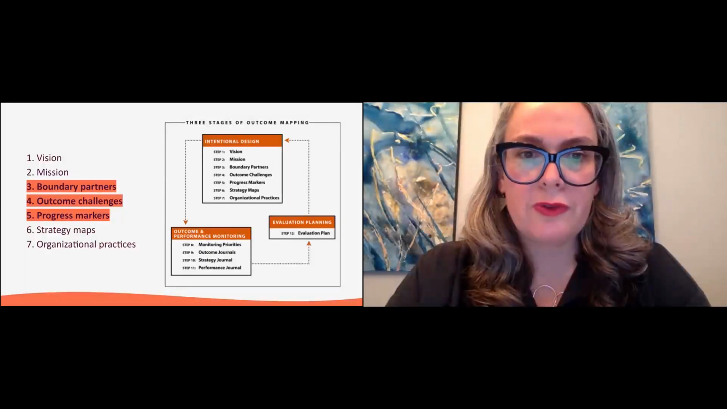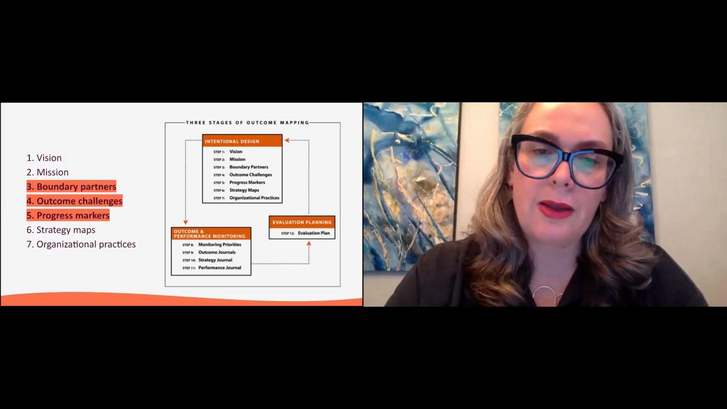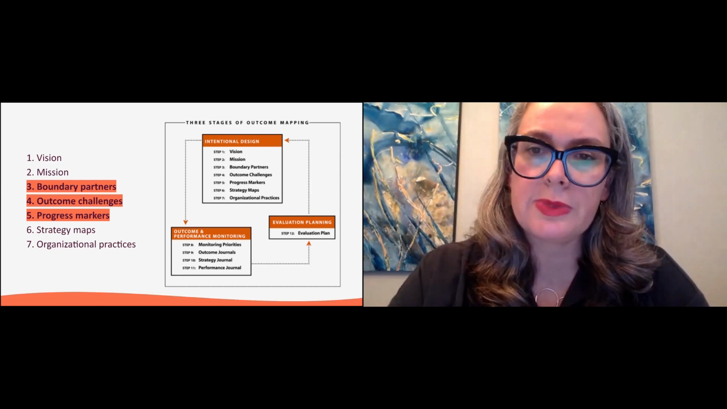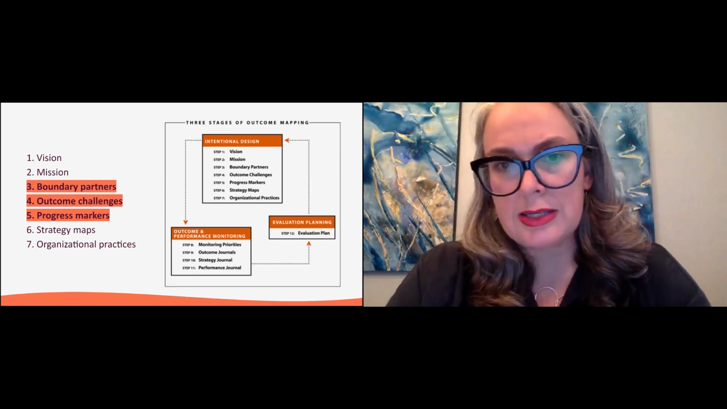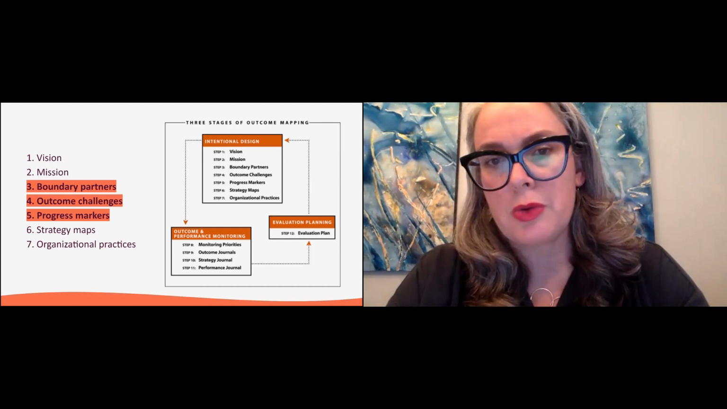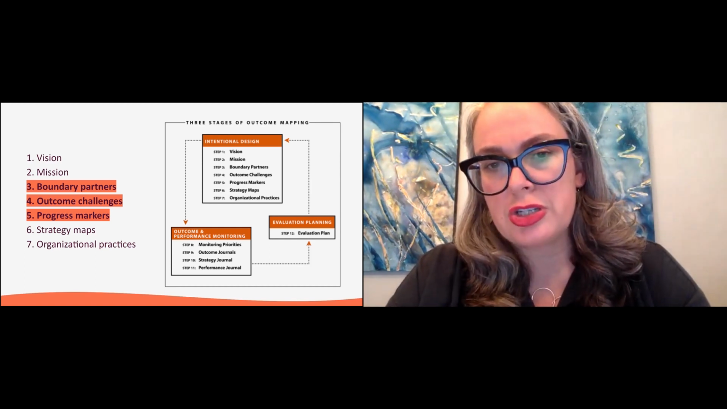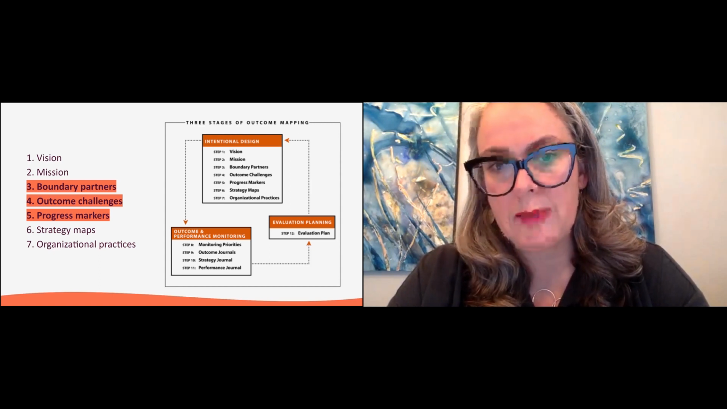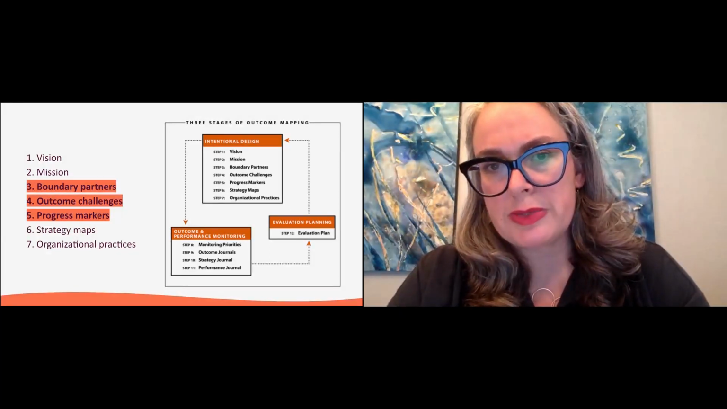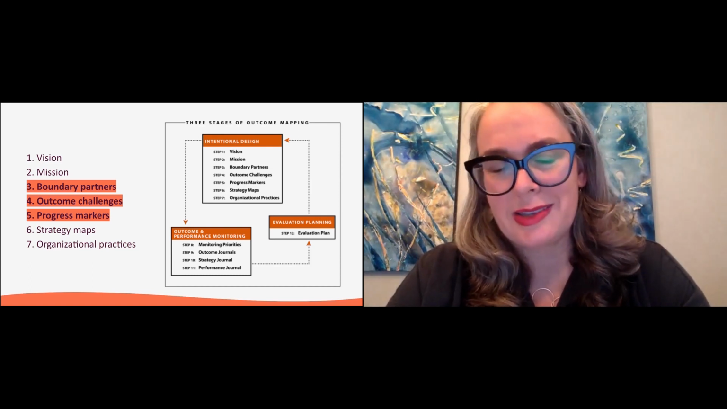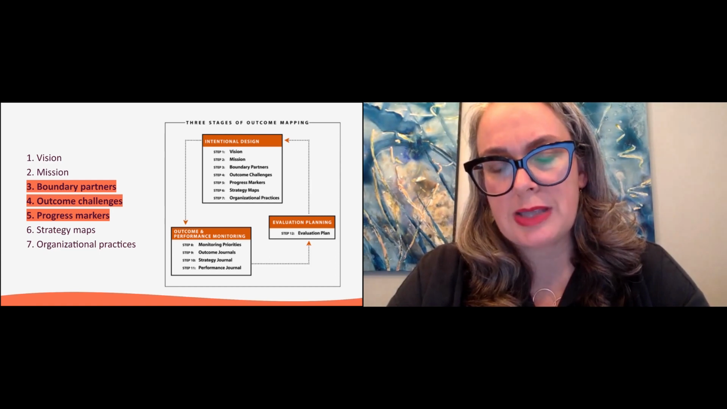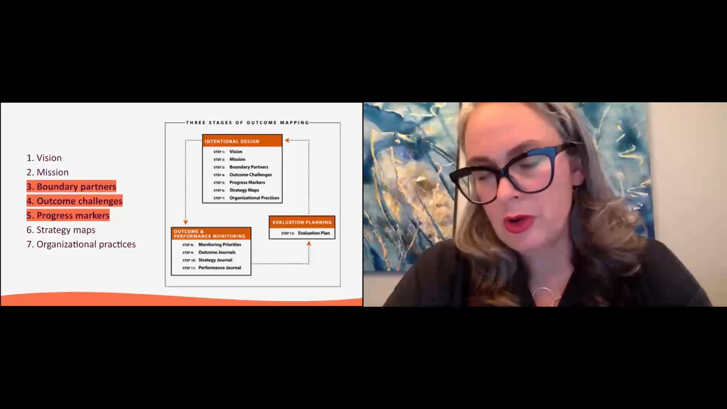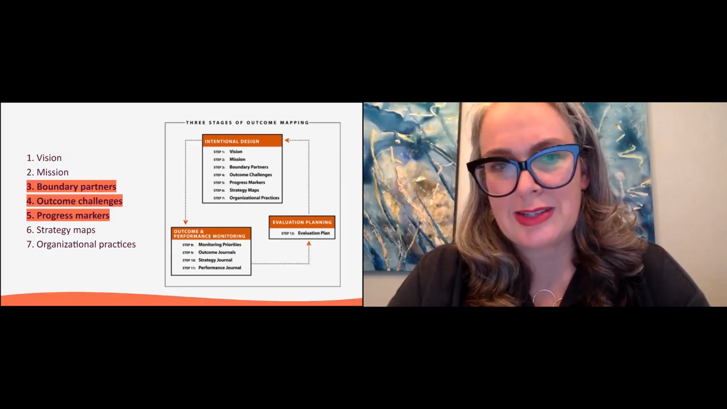We'll be doing an overview of the vision and mission, and you'll have some exercises and homework to do around that. And we'll have some discussion around those first steps. And then we'll be doing quite a bit of work, and in subsequent sessions with staff, you'll be going into outcome challenges and progress markers as well. So the boundary partners, outcome challenges and progress markers are the real meaty bits of the intentional design that we'll spend some time on. And we'll finish up our session with strategy maps and some extra homework or optional viewing around organizational practices.